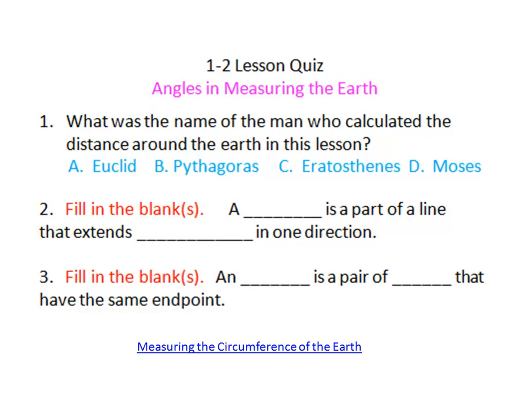Lesson 1-2. We talk about measuring the Earth here, and we talk about who it was that figured out the circumference of the Earth many, many years ago. And just have a little fun and try and guess who it is. Now, if you read this lesson already, you know. It wasn't Euclid, it wasn't Pythagoras, it was not Moses either. It was Eratosthenes.